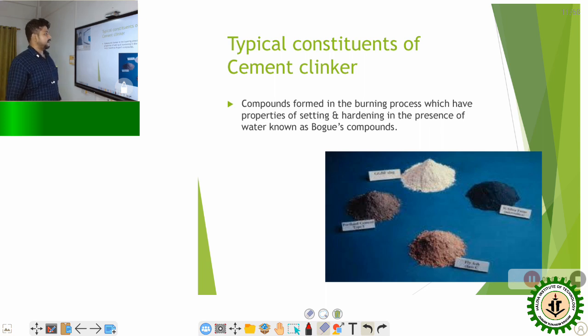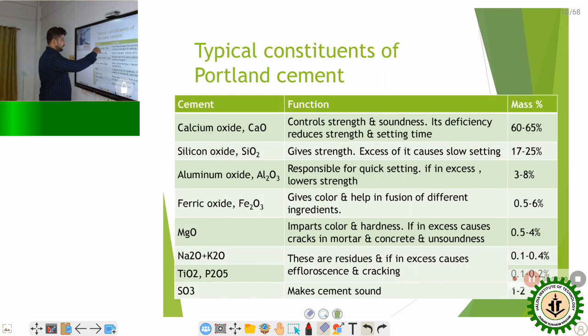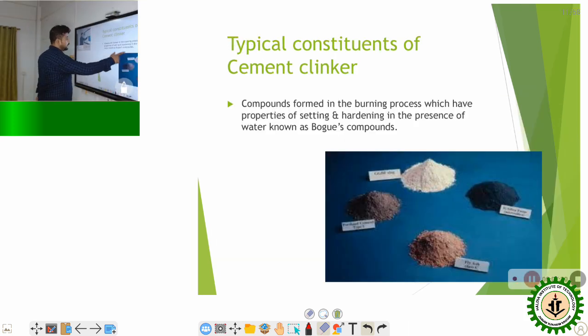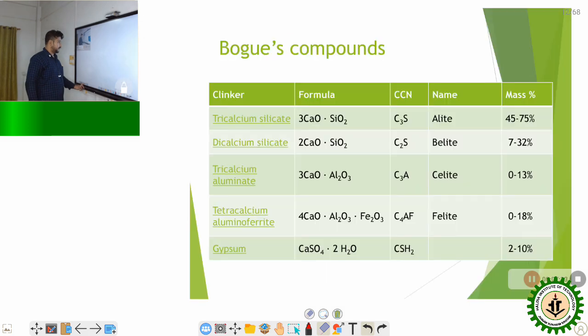Compounds formed in the burning process which have properties of setting and hardening in the presence of water are known as Bogue compounds. These materials are burned at 1450 degrees centigrade, and thereafter form clinker. The constituents of clinker are nothing but various Bogue compounds.